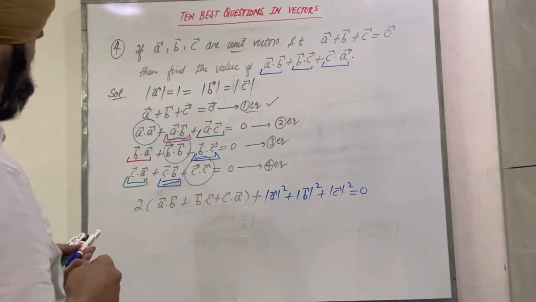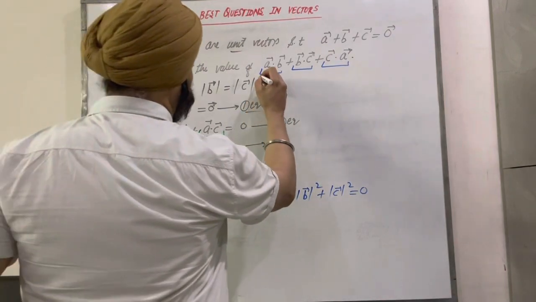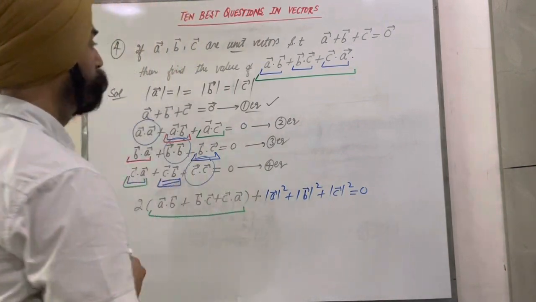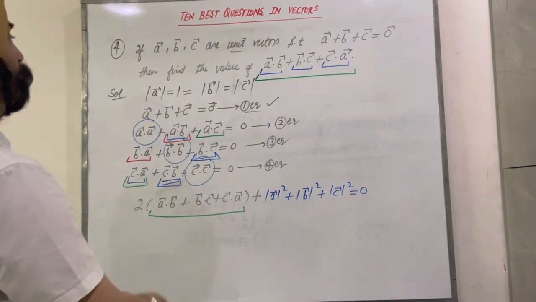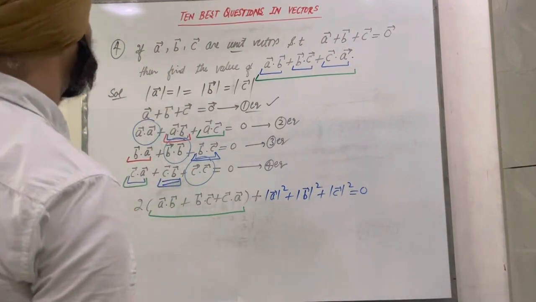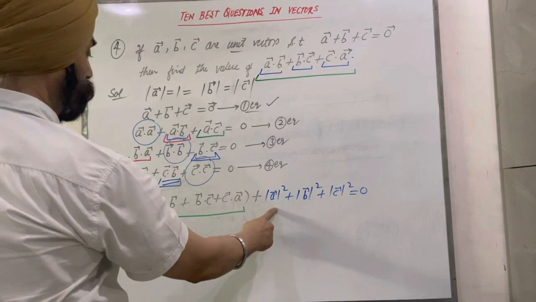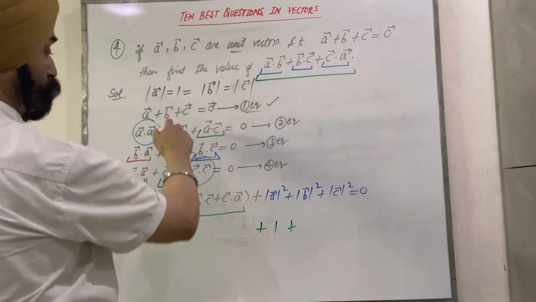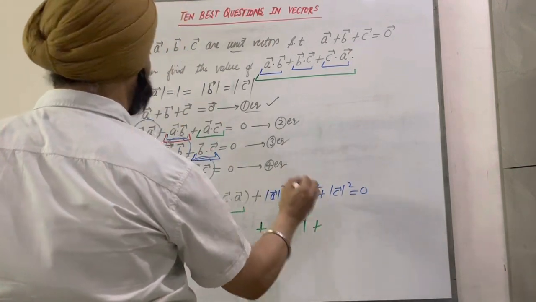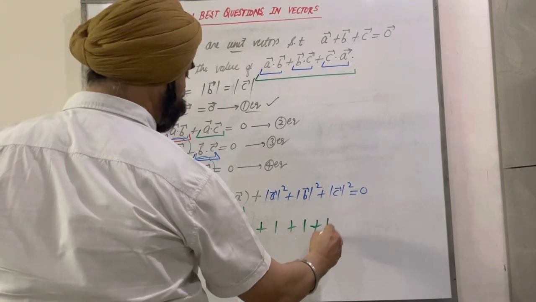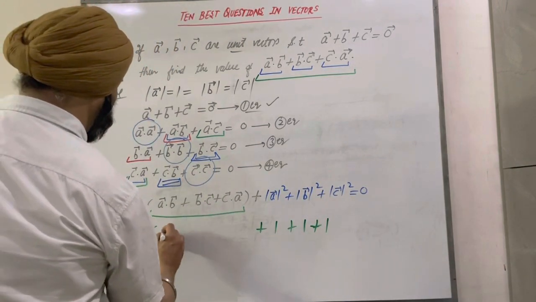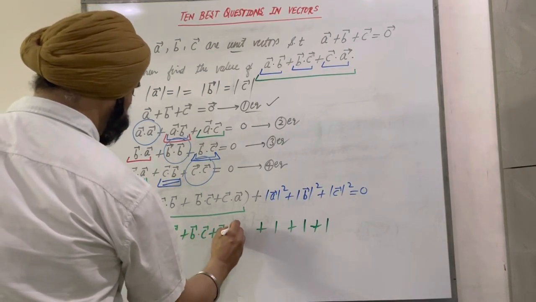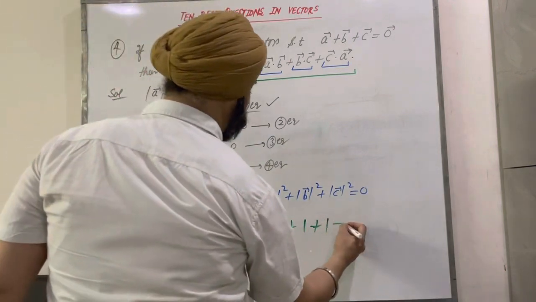Now, what exactly are we supposed to find? We are supposed to find this portion, which is exactly written over here. That means you have to solve for this. Some extra information which we haven't used till now: the magnitude of vector A is 1, so I can write 1 square, which is simply 1. The magnitude of B is also 1, so the magnitude of B square is again 1. The magnitude of C is 1, so 1 square is again 1. So this is 2 times the sum of A dot B plus B dot C plus C dot A, and this is equal to 0.